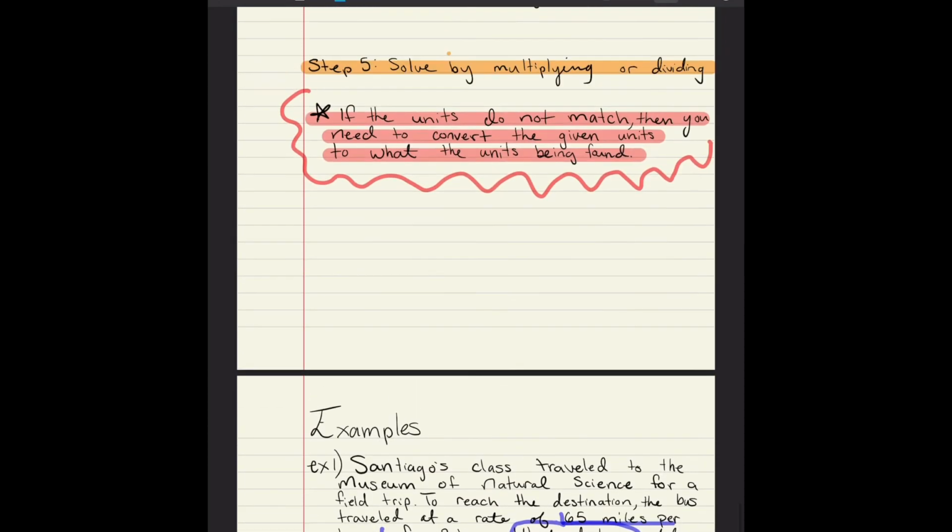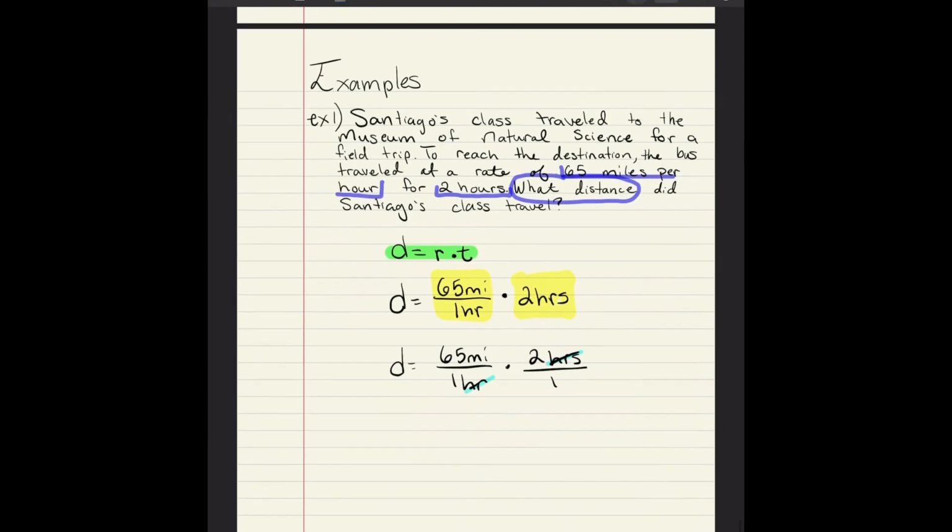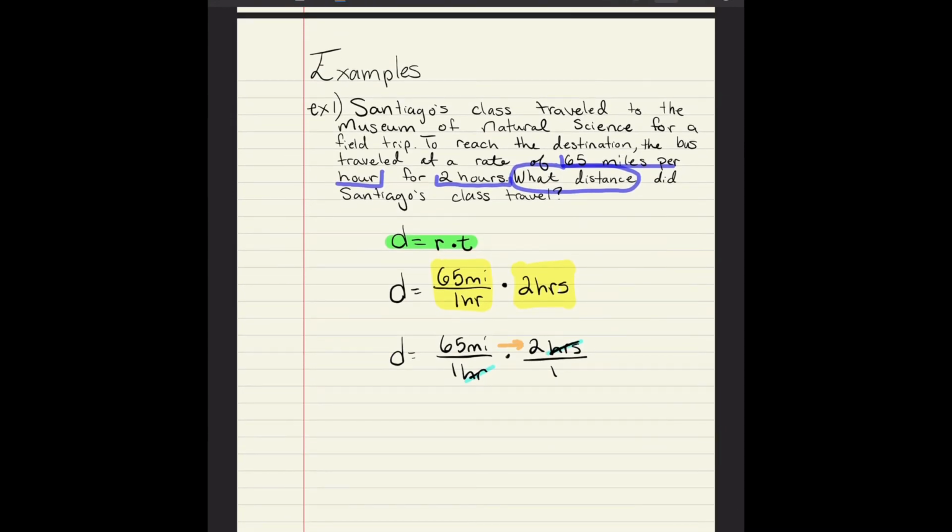And now we can just do step 5, which is solve by multiplying or dividing. So here we can just multiply straight across. So 65 times 2, 5 times 2 is 10, carry our 1, 2 times 6 is 12, plus 1 is 13. We have to add our miles over 1. So the answer is 130 miles.